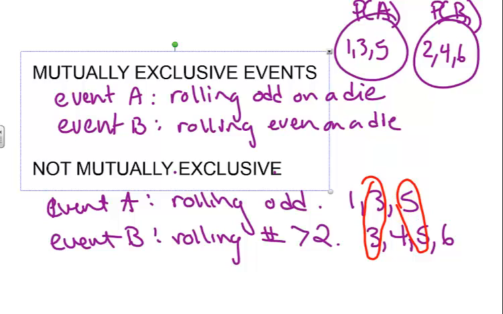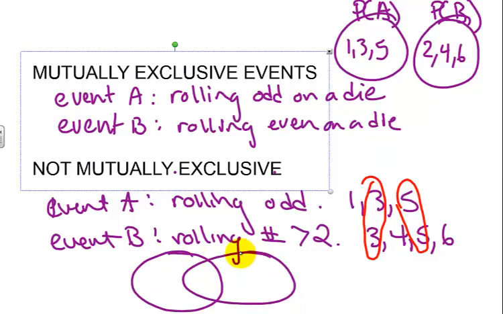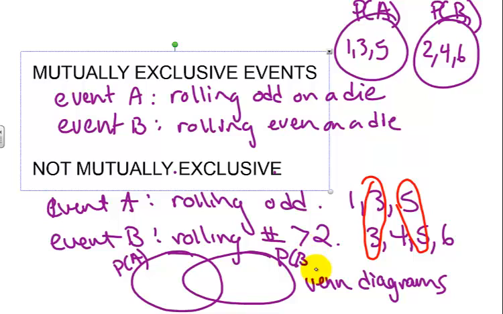How we show that in a diagram, so when we do our circles, we have overlapping circles. These are called Venn diagrams. So here's my probability of A, here's my probability of B. So for A, I have the 1 that's just an A. I have the 3 and the 5 that are in both of them. And then I have the 4 and the 6 that are left over in event B. So these are called not mutually exclusive because there are overlapping events.